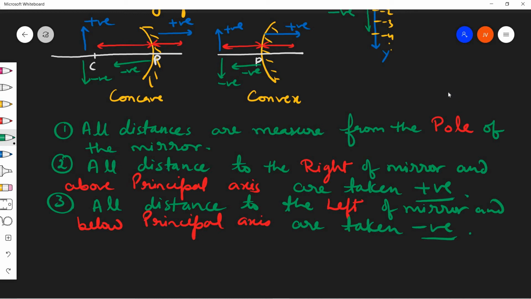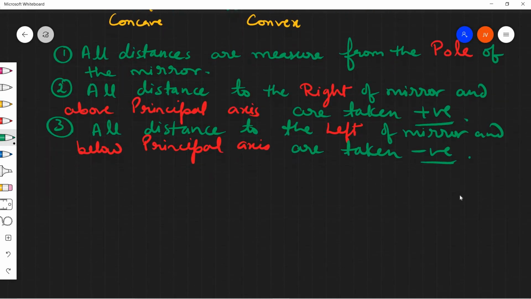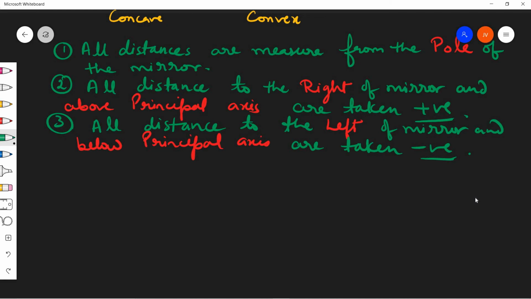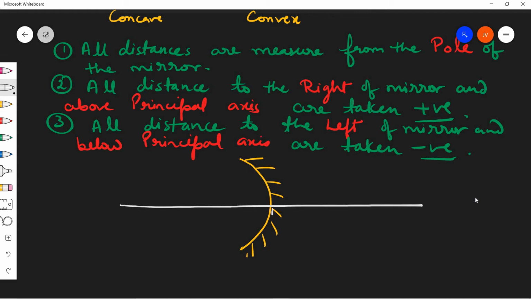So these three are called sign conventions. Now consider only one spherical mirror, that may be a concave mirror or convex mirror. So with respect to this one mirror, let us start discussing the sign conventions.